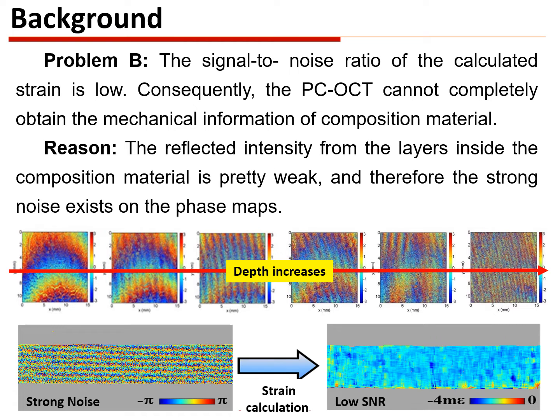The problem B is the low signal-to-noise ratio for the estimated stream distributions. Consequently, the PCOCT cannot completely obtain the mechanical information of the composite material. The reason for the low signal-to-noise ratio is that the reflected intensity from the layers inside the composite material is too low. Therefore, strong noise exists on the stream maps.